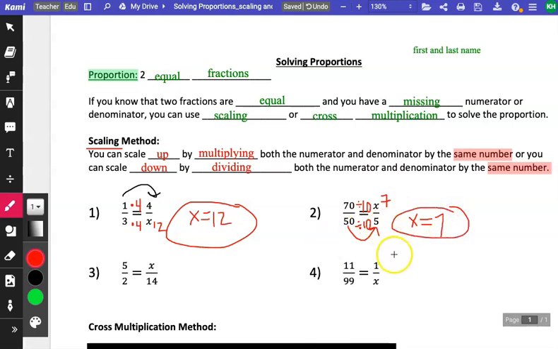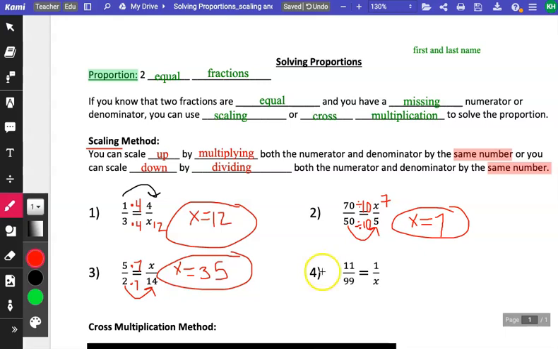So we just solved by scaling. Number 3, how do we go from 2 to 14? Well, we are scaling up, so that would be multiplication. So we multiply by 7. And then we also multiply 5 by 7, and we get x to equal 35. So we just solved this proportion. We solved for x using scaling.